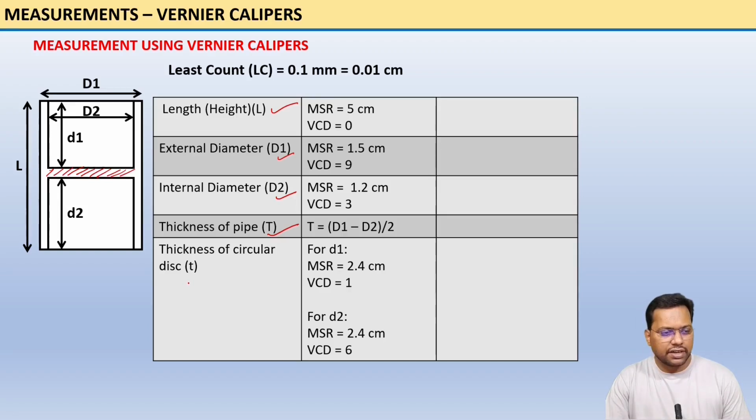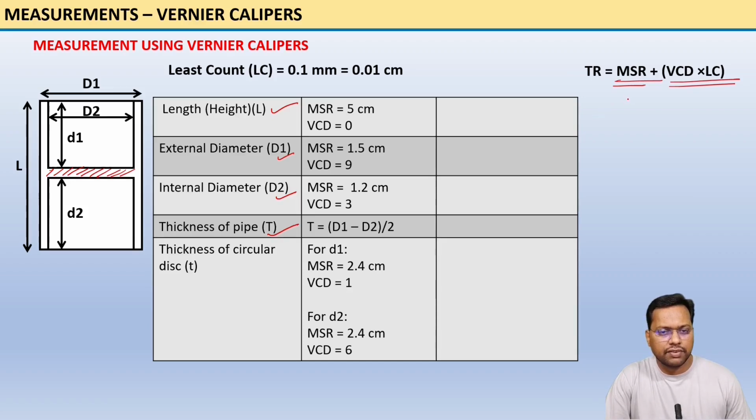So we have the readings of main scale as well as the vernier scale. To find out the total reading or the final measurement, we need to add both the readings. And the vernier scale reading is calculated by multiplying the vernier coinciding division with the least count. And we write down the formula, that is the total reading is equal to main scale reading plus VCD into LC.